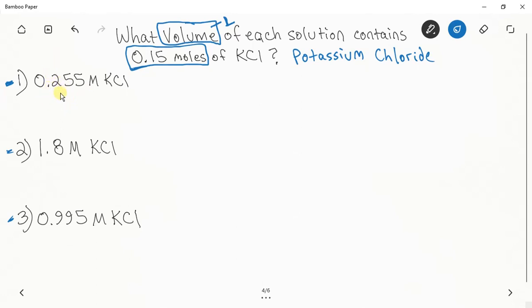We have a molarity of 0.255 potassium chloride. And you know it's molarity because it's got that capital M after it. So this value, this 0.255, is a molarity of potassium chloride. So what does that mean, molarity? Well, as we were talking about in the previous videos, molarity is always some number of moles in 1 liter of water.